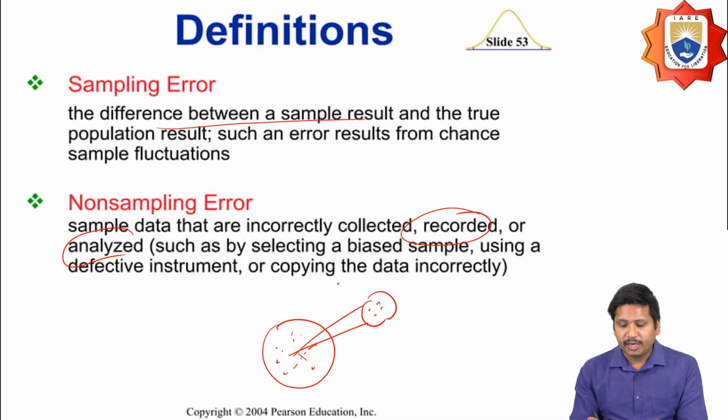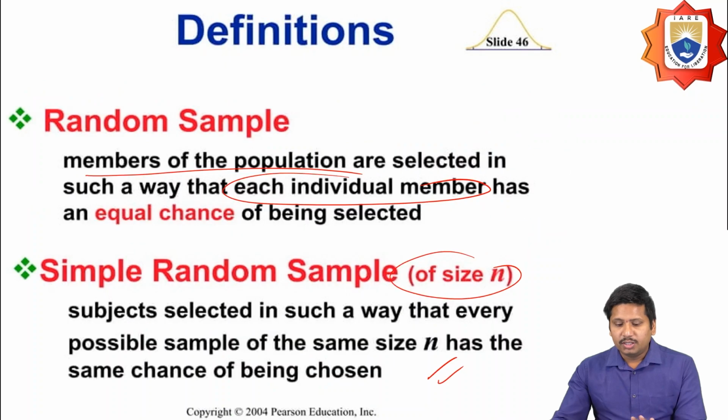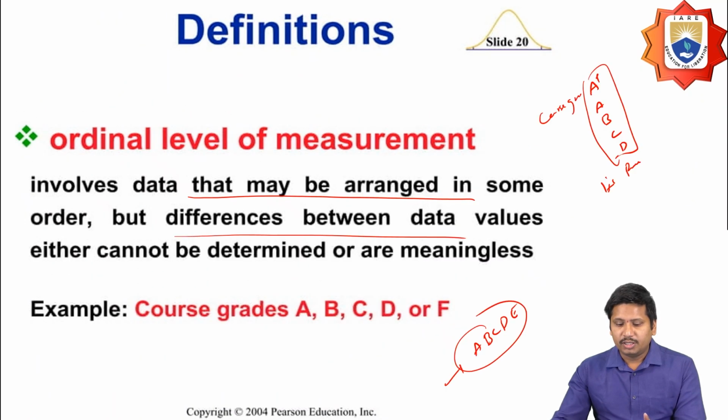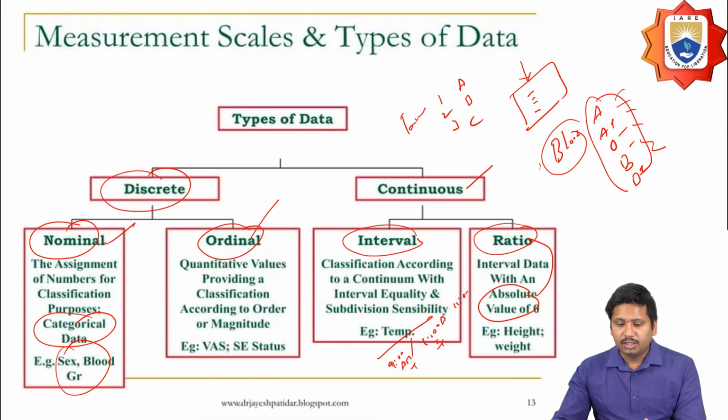Okay, such as by selecting a biased sample, using some defective instrument, and then copying the data incorrectly. So this and all will be treated as non-sampling data. Non-sampling means we're unable to extract the data, not properly collecting, not properly analyzing, and we're unable to make the defective sampling here, and we may copy the data incorrectly. So these are some of the different types of sampling errors you can see.